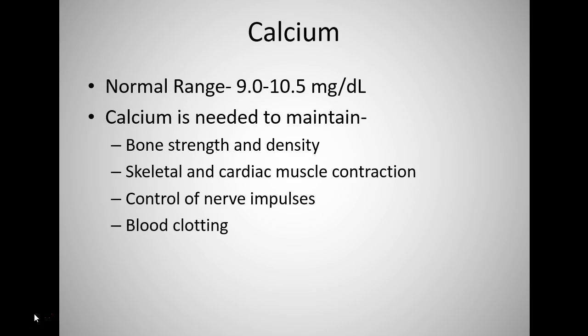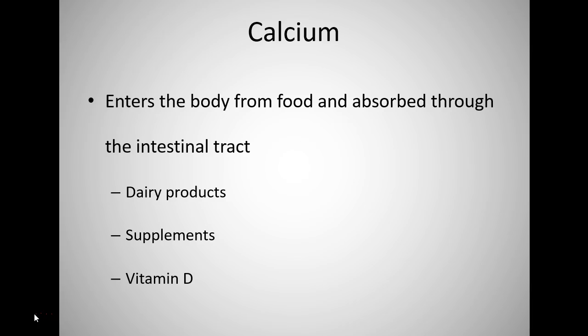All right, so for calcium, normal range is 9.0 to 10.5 milligrams per deciliter. Calcium is needed to maintain bone strength and density. It's also needed for skeletal and cardiac muscle contraction, and it controls nerve impulses and blood clotting. Calcium enters the body from food and is absorbed through the intestinal tract. So this will be dairy products, supplements, and vitamin D.